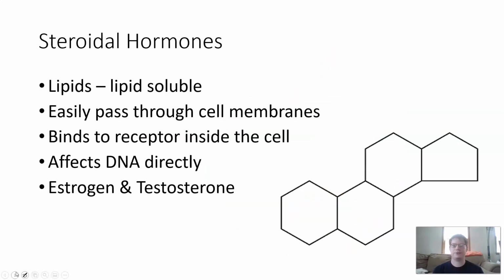So we have steroidal hormones. These are lipids or lipid soluble. So they can pass through that cell membrane because they are non-polar. They easily pass through cell membranes, and then they bind to receptors inside the cell, not on the cell membrane. And they affect DNA directly. Some of the examples are estrogen and testosterone. And then there are some other ones, I think, that are produced by the adrenal cortex or in the adrenal glands.